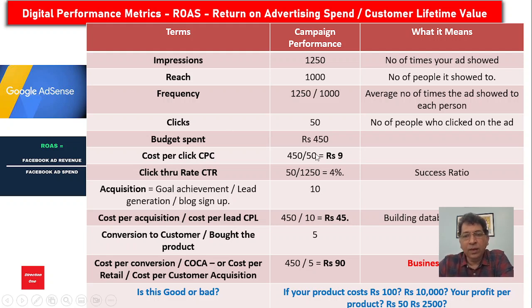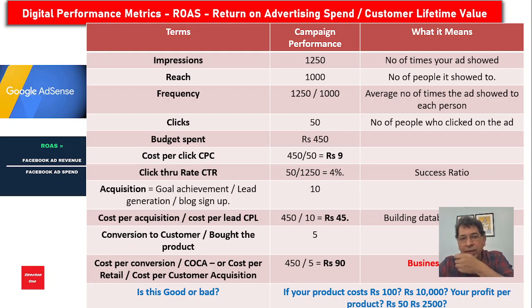Now, as soon as he clicks, we have our first conversion ratio, CTR, which is click through rate. What is click through rate? 50 is the number of clicks that I had. 1250 is the number of impressions. In this particular case, 50 divided by 1250, 4% is the CTR. Just remember these terms. These are pretty common terms, and we use them in all our campaigns.